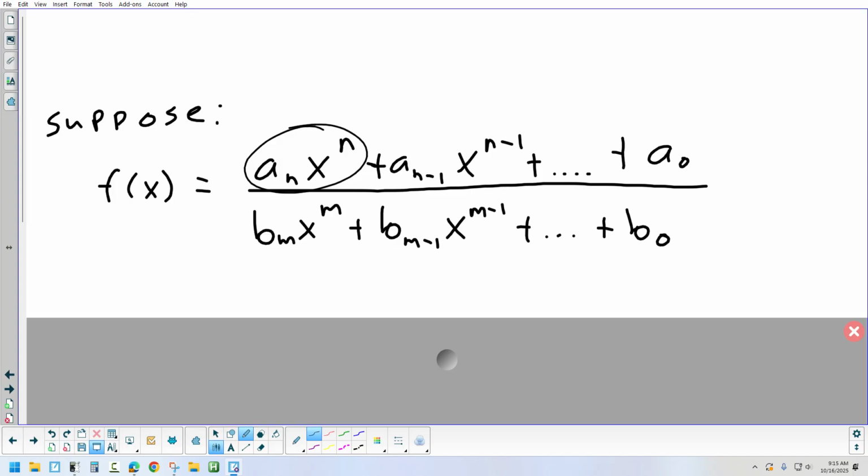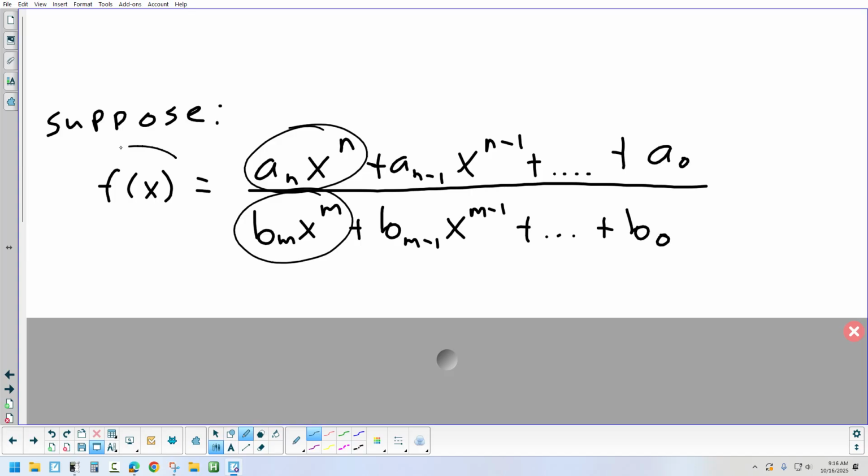What's the end behavior model of what's in the bottom? Jake? Say, yeah, b sub what? Subscript m, yep, x to the m. That's the end behavior model of what's in the bottom. So we know how to find the EBM of a polynomial. It's the highest degree term. I circled the one in the top, I circled the one in the bottom.